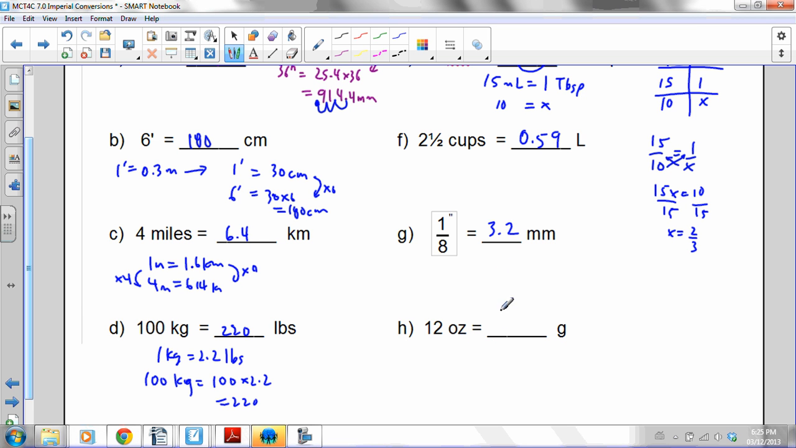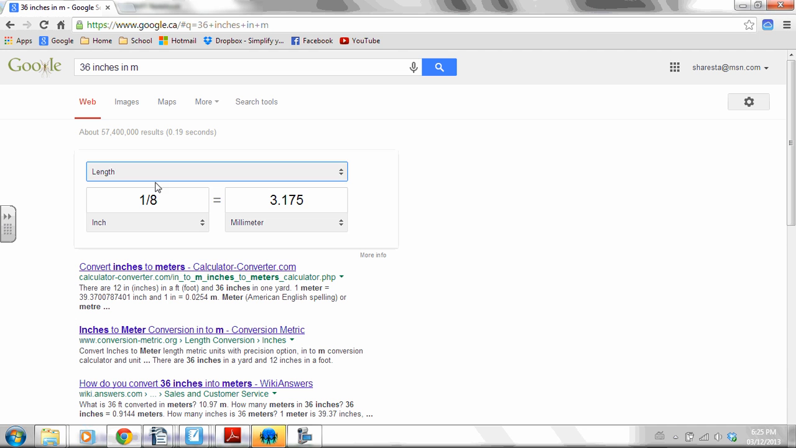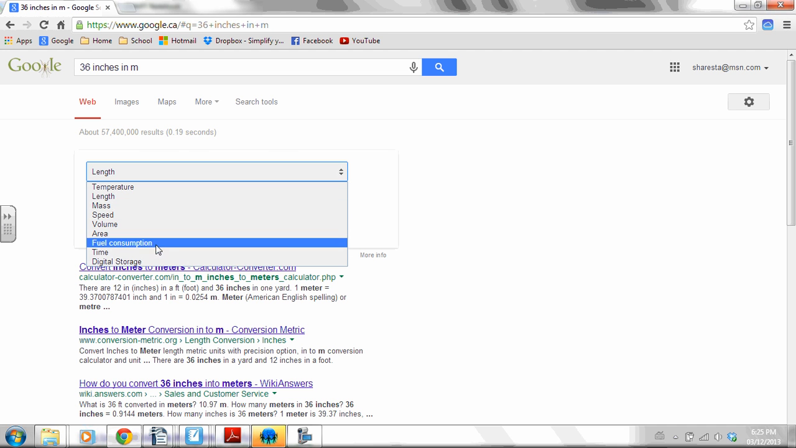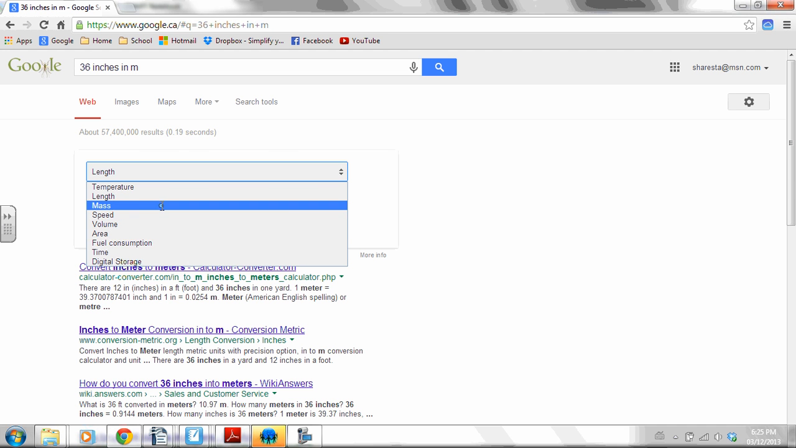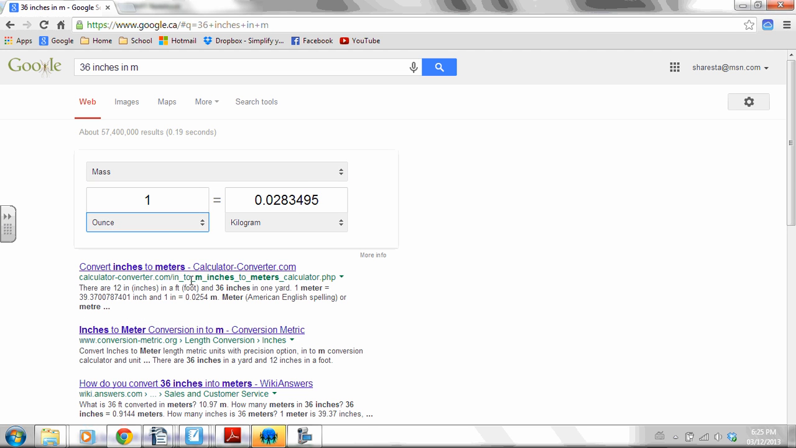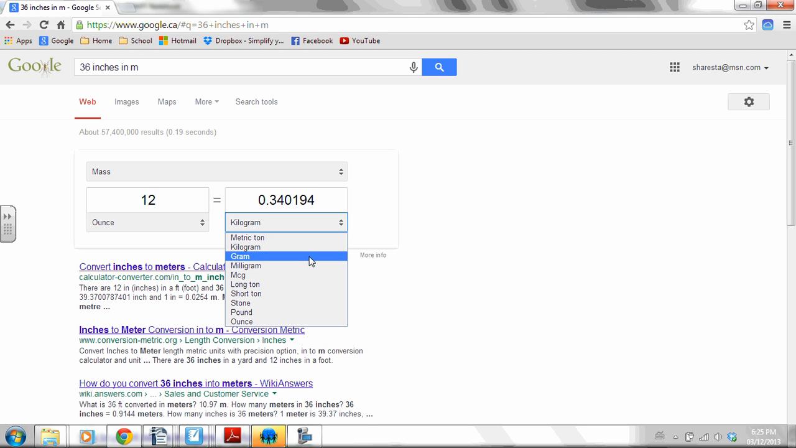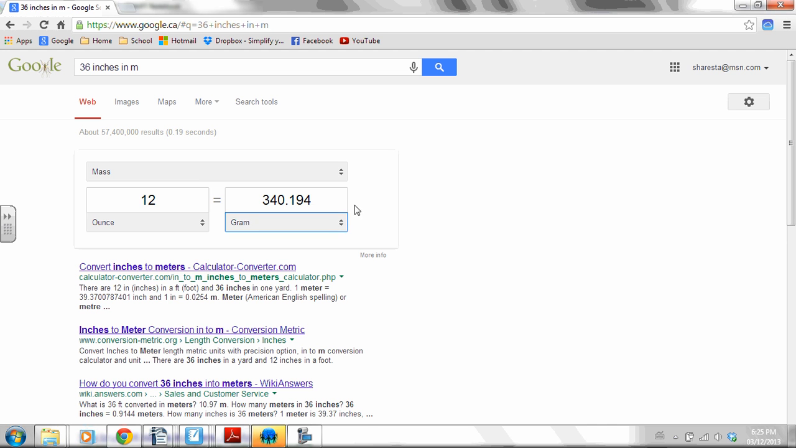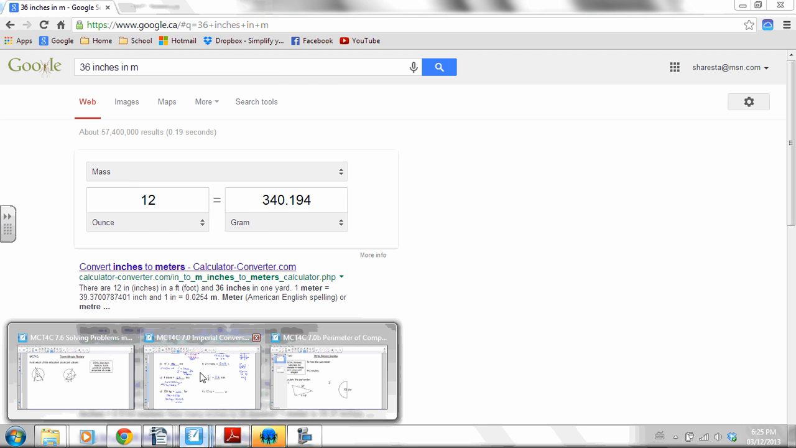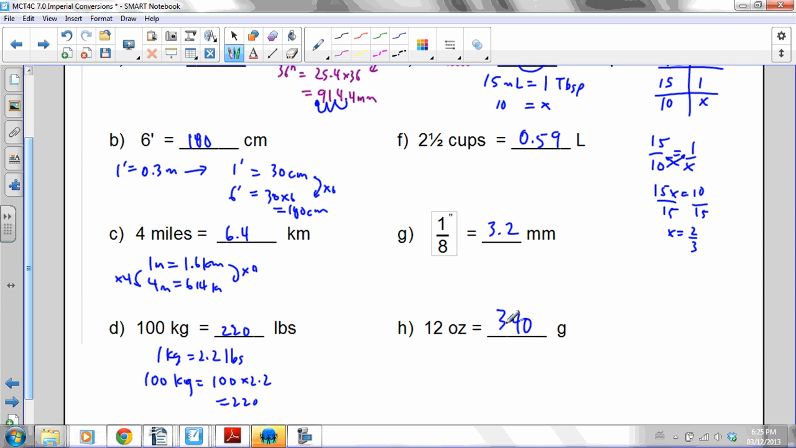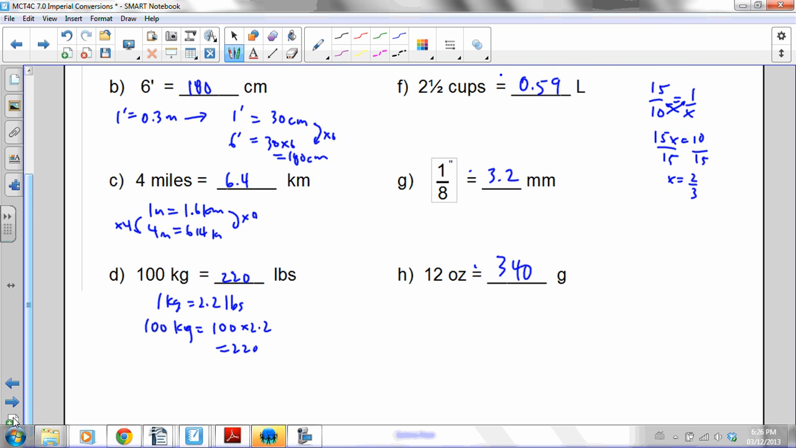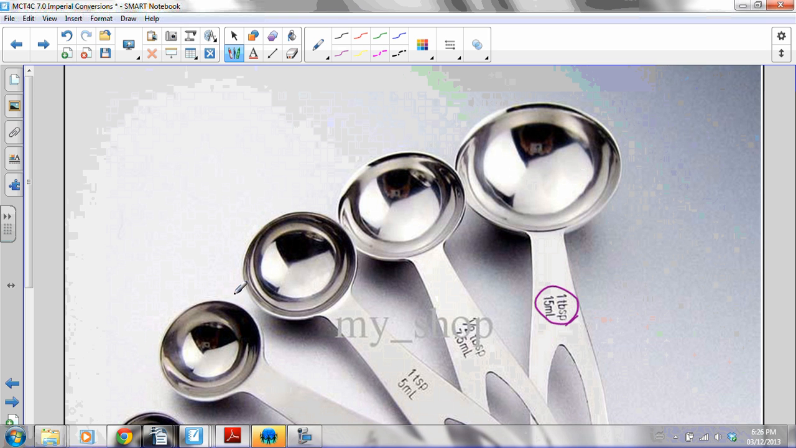12 ounces in grams. Ounces in grams, which one's that? Not fuel consumption, it's a mass, right? Ounces, and it was 12 ounces. 12-ounce steak, right? 12-ounce steak in grams is a 340-gram steak. 340 grams. Lovely. And all of these are rounded, right? They're all approximate. Okay, let's get into the last example here real quick.